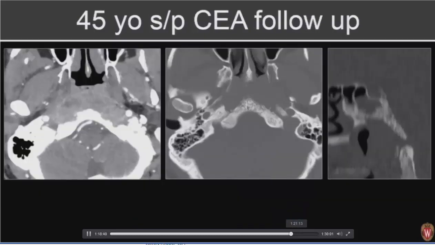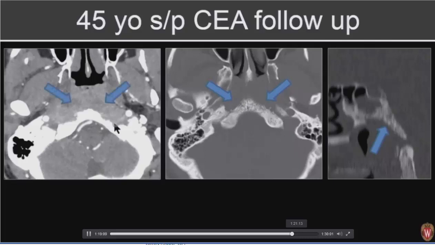This is a different patient, a 45-year-old who's coming in after a carotid endarterectomy for a routine follow-up CT angiogram of the head and neck, and we can identify that this patient has something else going on. We can identify that there's this permeative appearance of the clivus. Notice how that permeative appearance is along the outer margin of the clivus, and the internal part is a little bit more preserved compared to the outer cortical margin.